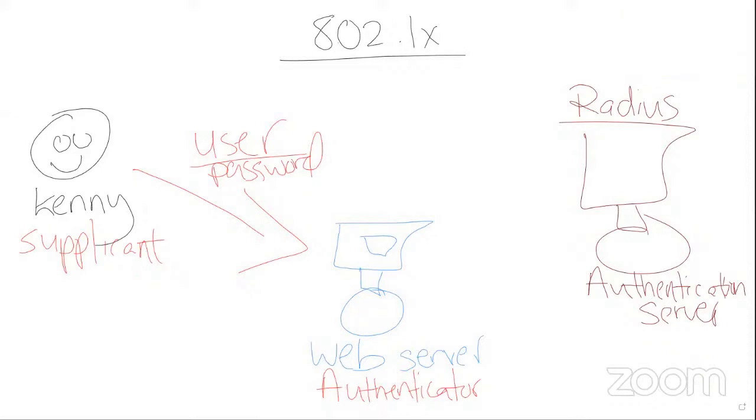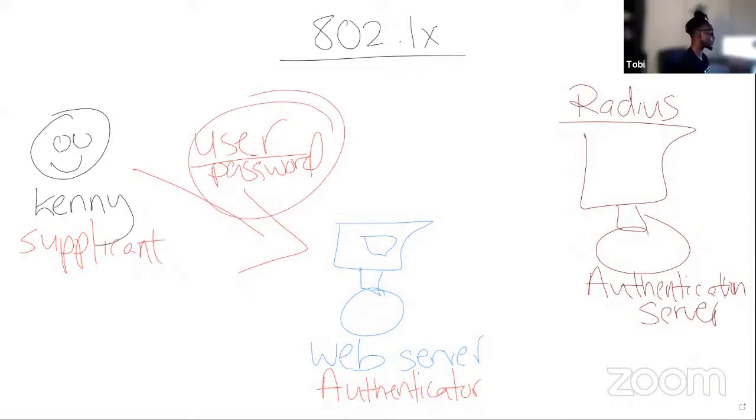Yes, as long as he has an account on there. Is the web server going to do it? No, the radius server. So what does the web server do with the credentials? Passes it over. Right. So the web server is going to take these credentials and pass it over to the authentication server, which is Radius, right? That's a AAA server. Authentication, authorization, accounting.